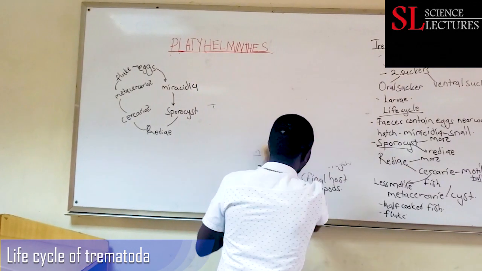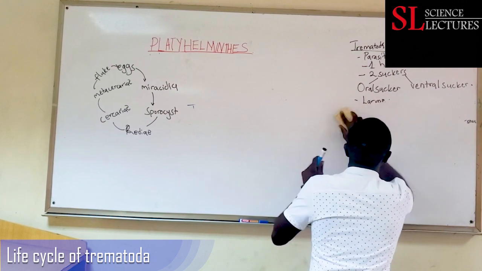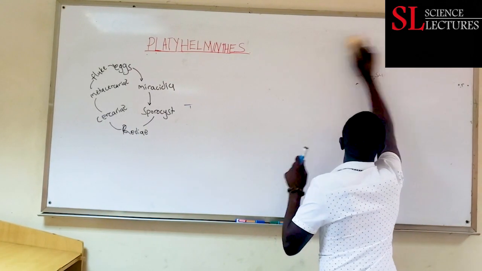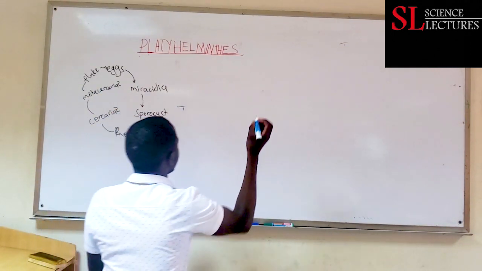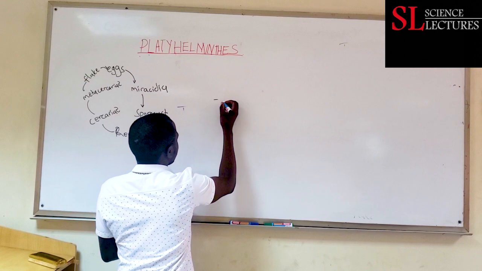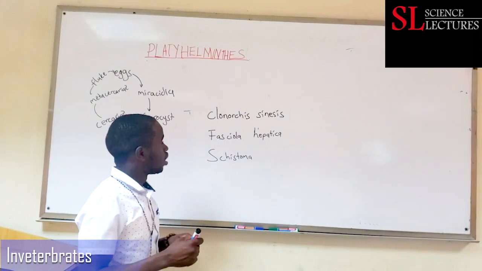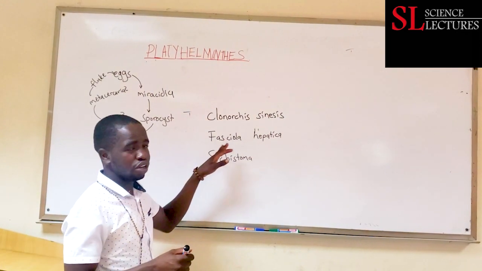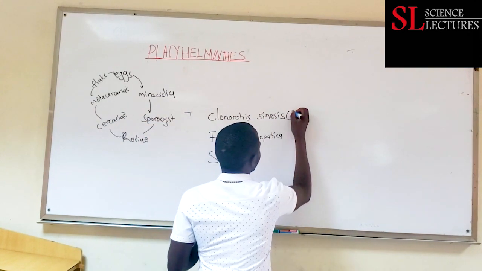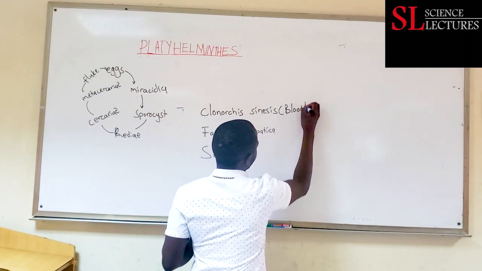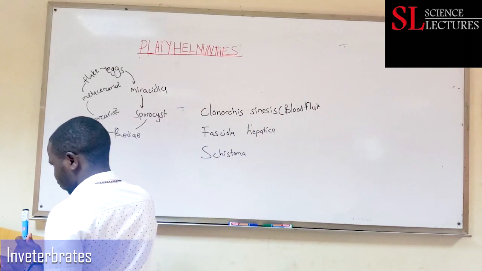In fact, specifically, the one known as the liver fluke. Liver fluke. So let's look now at the examples of trematodes. Number one, you have what they call the liver fluke. So these are the examples of trematodes. And this is what they call the blood fluke. Blood fluke.